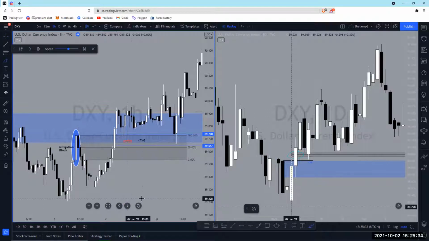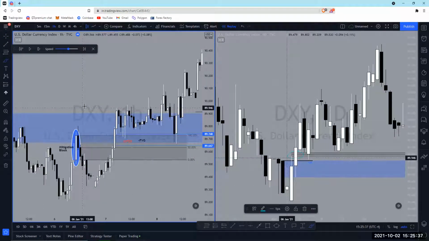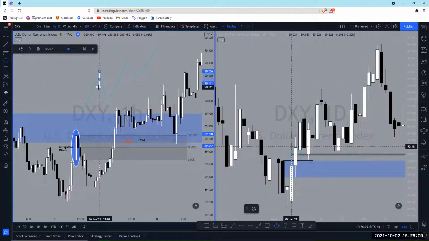And basically a mitigation block is going to look a little bit like this, where you have a push up, price pulls back, okay? It breaks structure, takes out the previous high, comes back down, and finds some support within that last up candle. And that will take us on up. This is what we're looking at right here.